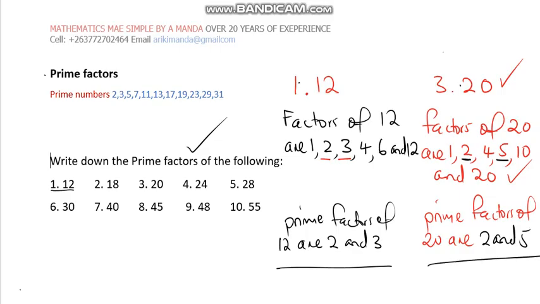This is the answer. So a brief recap: whenever you are asked to write down the prime factors of a given number, the first thing that you should do, list down all the factors of that number first. And then secondly, from those factors, pick prime numbers. You will be done. That will be the answer.